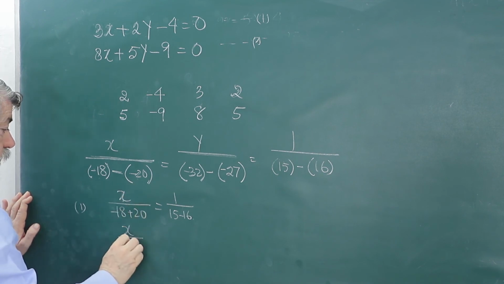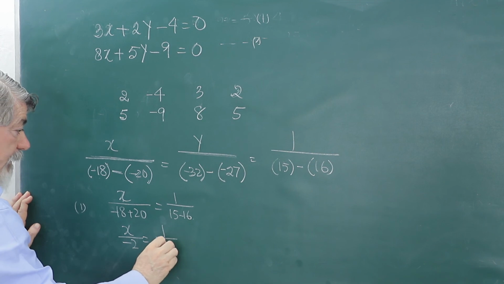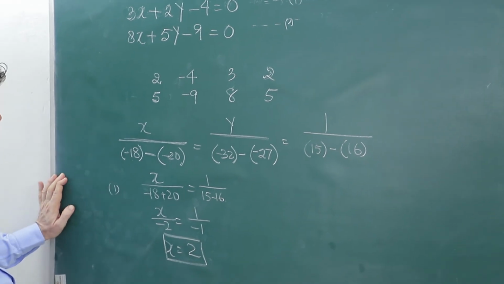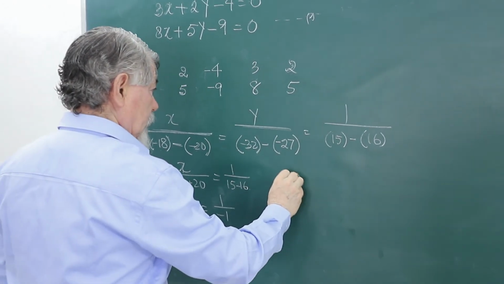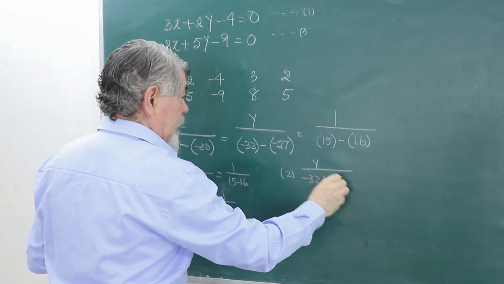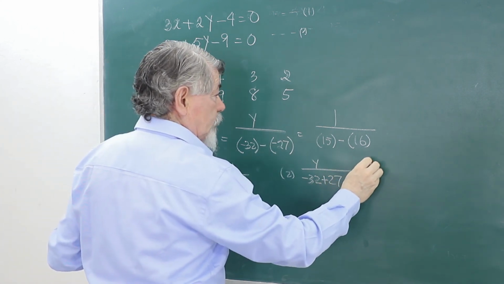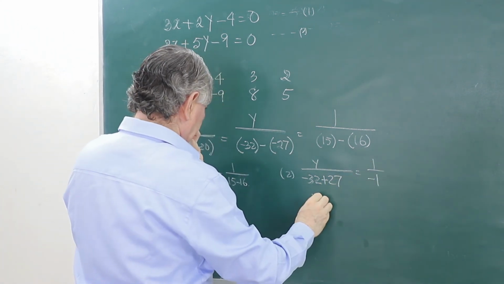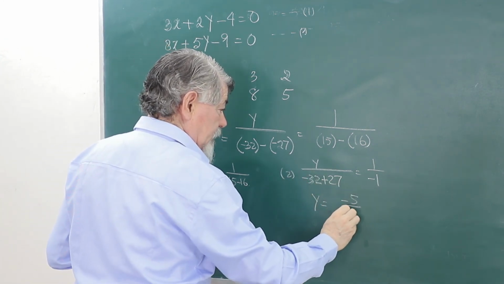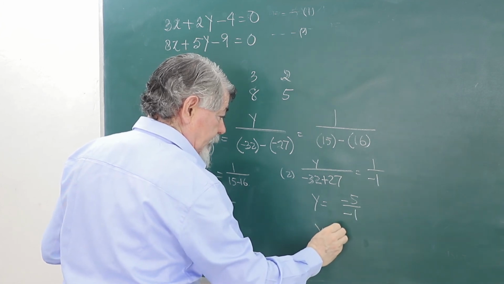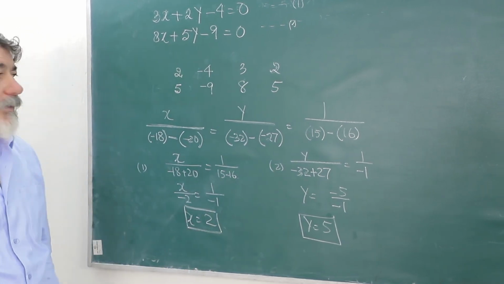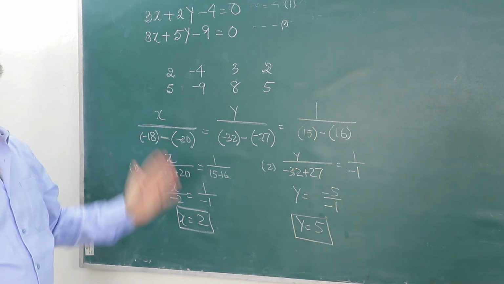It is x upon minus 2 is equal to 1 upon minus 1. So x will be 2. That is the value of x. Second one is y upon minus 32 plus 27, minus into minus plus, is equal to 1 upon minus 1. So y will be minus 5 upon minus 1, or y is equal to 5. So we have been able to calculate the value of x and y. This is by the cross multiplication method.